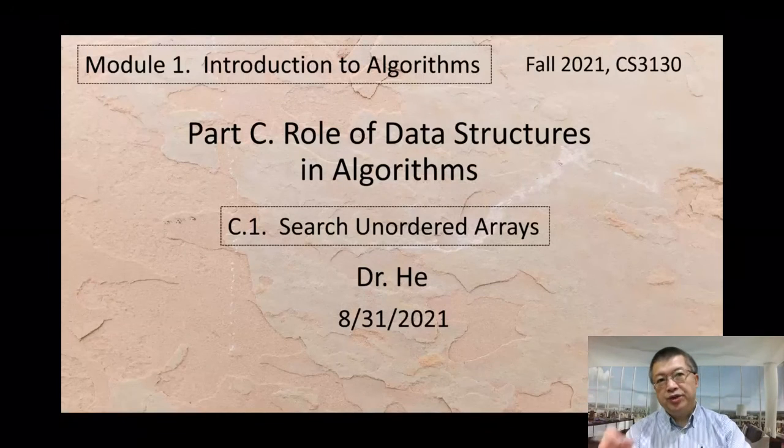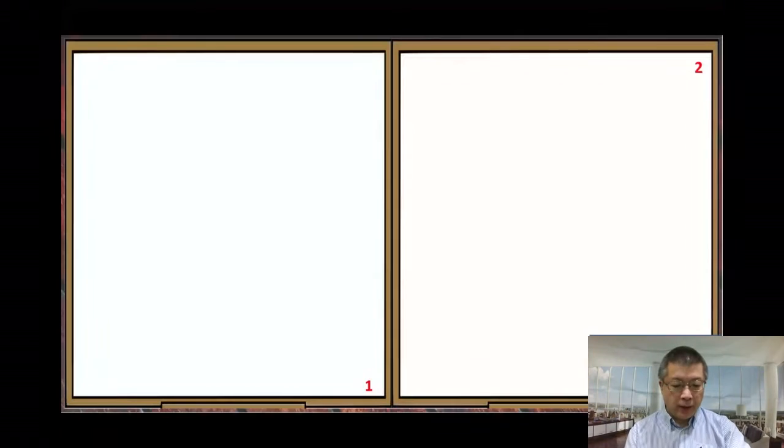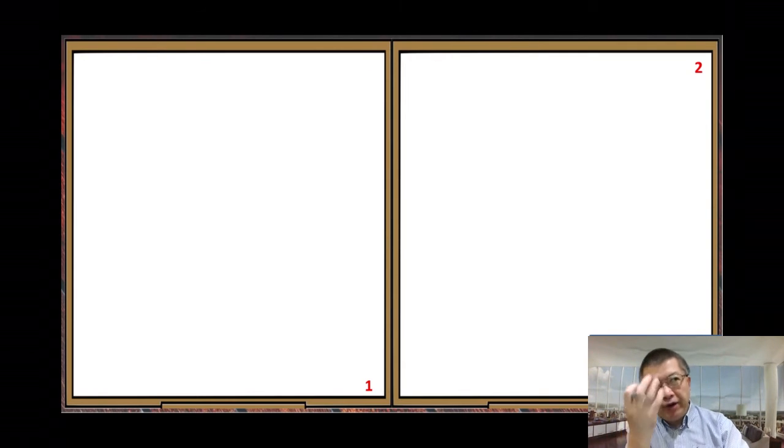Today, we will start Part C, Role of Data Structures in Algorithms, Part C.1, Search Unordered Arrays. So in this part, we will have a new topic, mainly about the data structures. Our main focus is on algorithms, but we have to consider data structures.